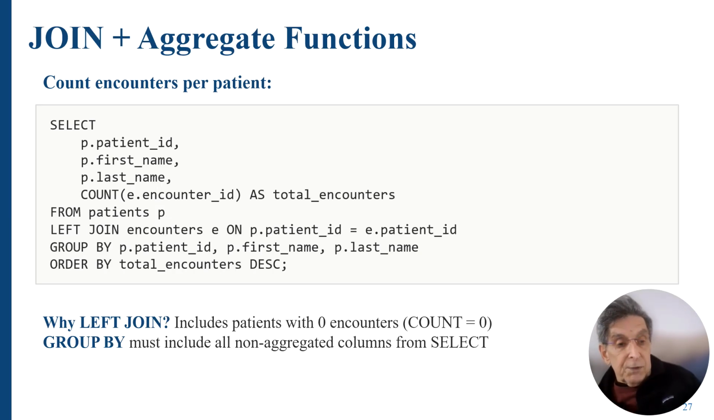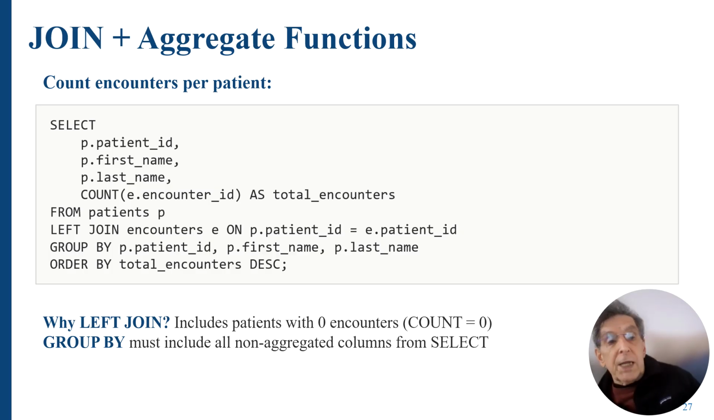Joins and aggregate functions. Joins combine naturally with aggregate functions like count, sum, and average. This example here counts the encounters for each patient. We left join patients to encounters and group by patient information. The count function tallies encounters for each patient. Using left join ensures patients with 0 encounters still will appear in the results, but with a count of 0.